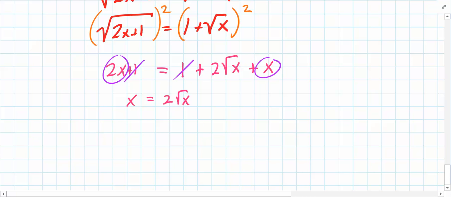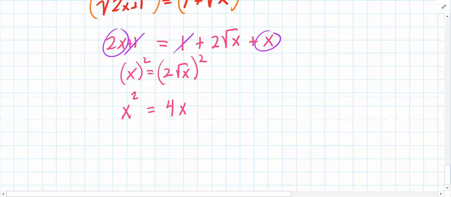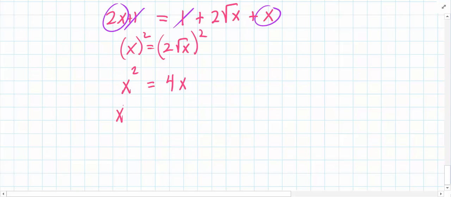I cannot square root it. I can square both sides of my equation, right? Square both sides of my equation. So x squared is equal to 4x. You see that? Because 2 squared is 4. Square root of x squared is x. So moving along. So x squared minus 4x is 0. Factor out x. That will leave me x minus 4 is 0.